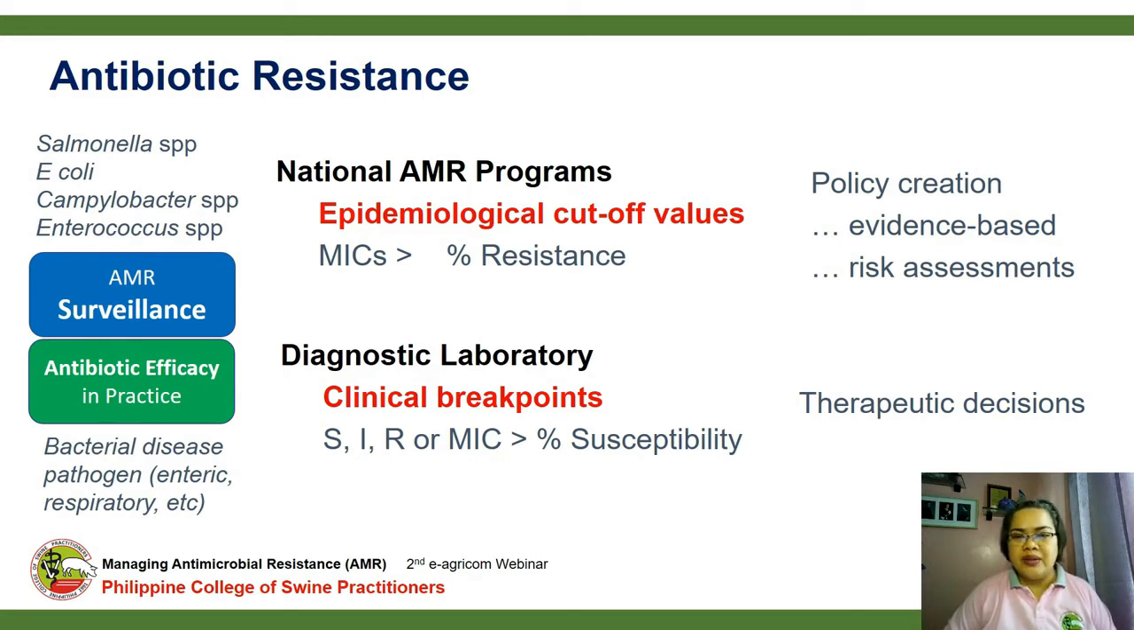The result will guide the veterinarian if the antibiotic he is still using is effective in treating the bacterial disease. Hence, percentage susceptibility is important. If it is already low, then it may be time to rotate or switch to a different antibiotic class.